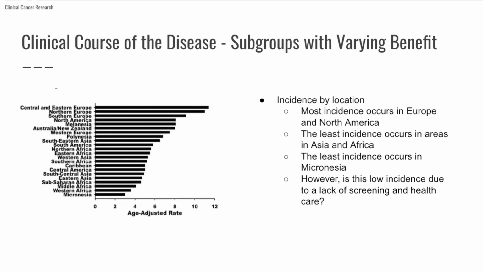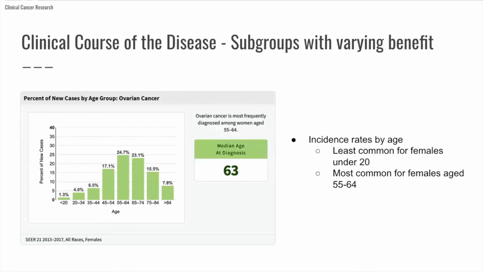Subgroups of varying benefit. There are different incidences by location. So Europe and America are going to have the highest incidence, with Africa having the lowest. But we don't know if this is due to lack of screening and healthcare, or if there actually are fewer ovarian cancer cases in Europe and America. Also, in regards to age, the most common age group for ovarian cancer is 55 to 64, with 45 to 54 and 65 to 74 close behind.